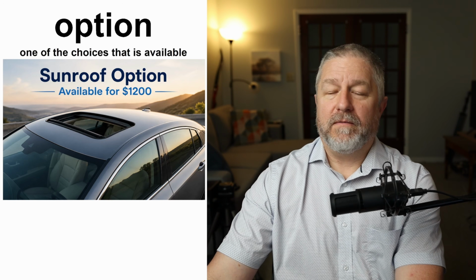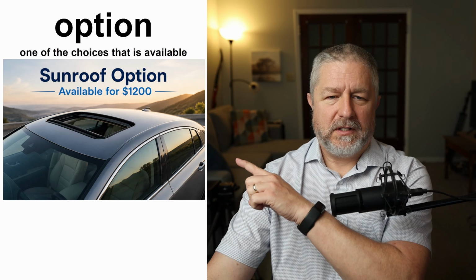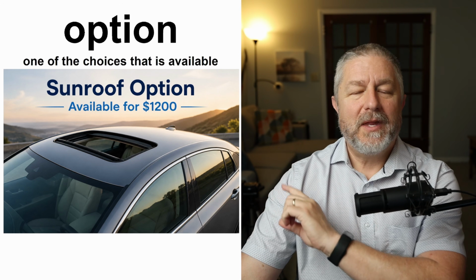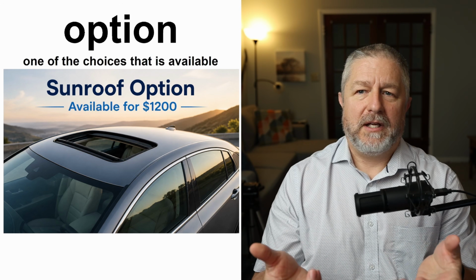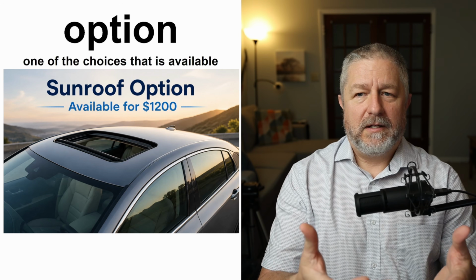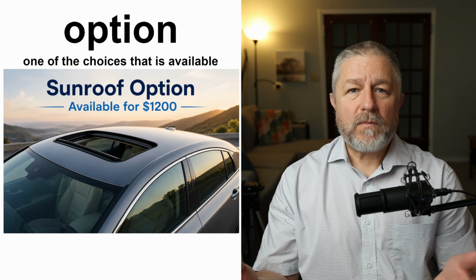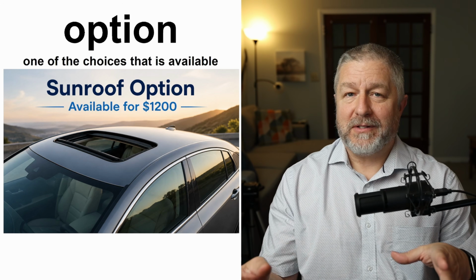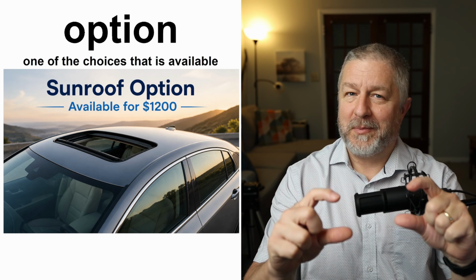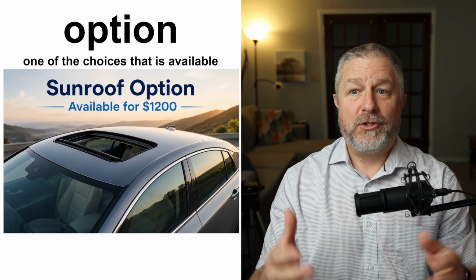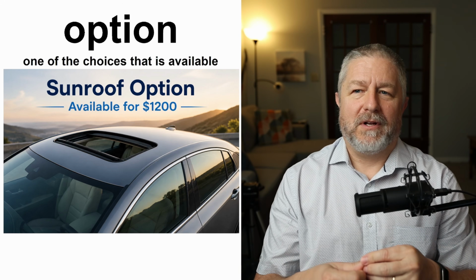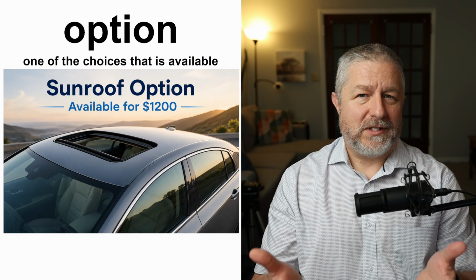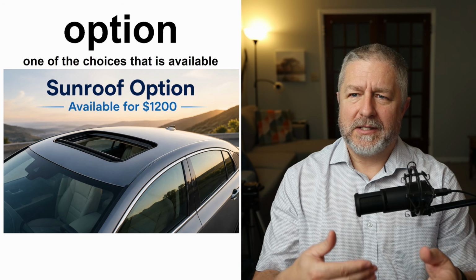Option, one of the choices that is available. So you can see this car has a sunroof option available for only $1,200. When you are talking about options, it means the other things that that thing can have. When you buy a computer, a long time ago, many things were options. It was an option to have a CD-ROM player. There was an option to have 2 monitors instead of 1. There was an option to have a sound card in the computer. We don't usually say that anymore about computers too much because they come with everything.